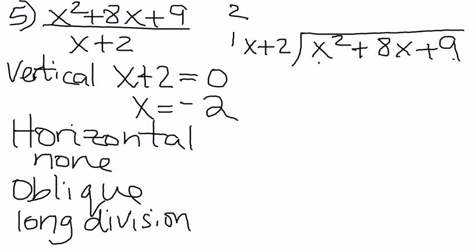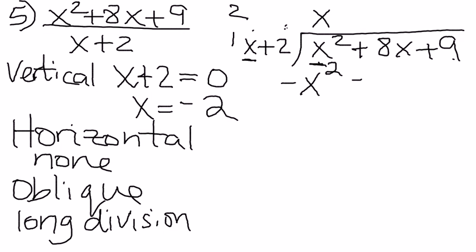So we need to figure out how many x's could go into x squared. 1x. We put that answer on the top. Now we take that x on the top and multiply it by each term that's outside. So x times x is x squared, and I'm going to subtract that. Then I take the x again and multiply it by the 2. X times 2 is 2x.